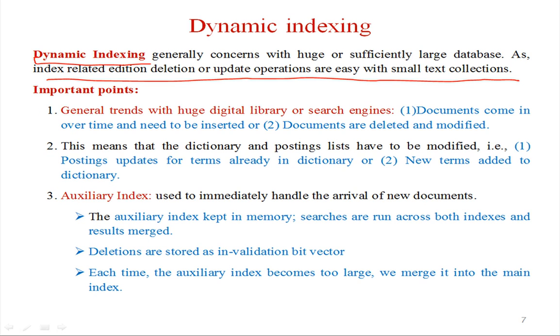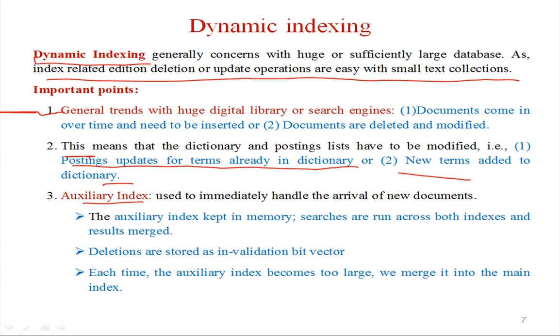Important points: the general trend with huge digital libraries or search engines is that documents come over time and need to be inserted, or documents are deleted and modified. This means that the dictionary and posting lists have to be modified. First, posting updates for terms already in the dictionary; second, new terms added to the dictionary; and the major part is the use of auxiliary indexes.